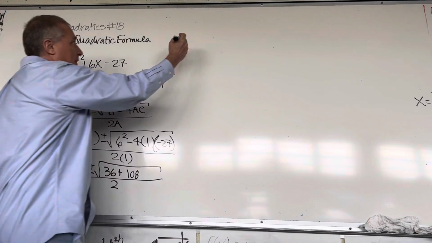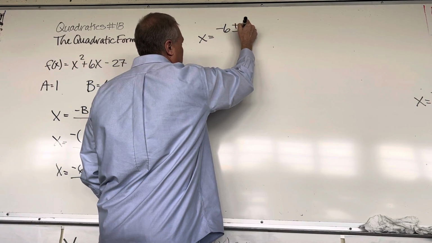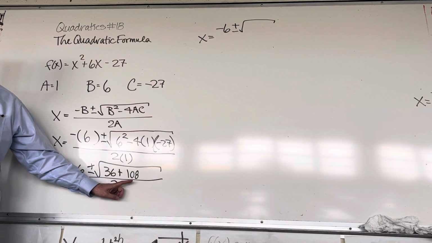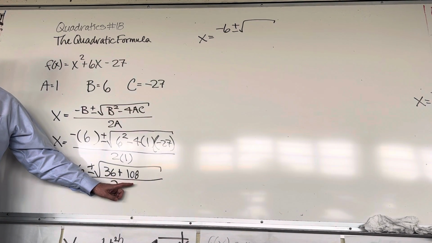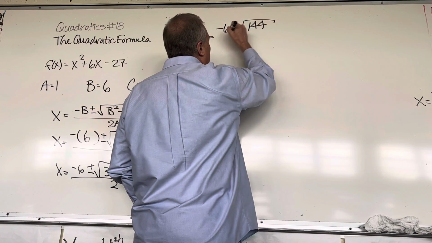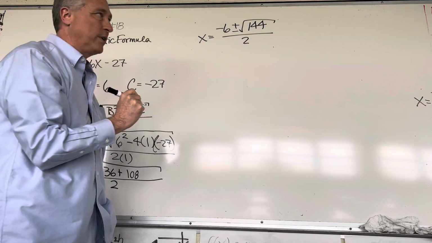All right, go again. X equals negative 6 now, plus minus, you've got a radical. What goes into the radical? What's 36 plus 108? Close. Unless you said 144. Did you say 144? Okay. So 144 over 2. See how simple it gets quickly? What's the square root of 144?